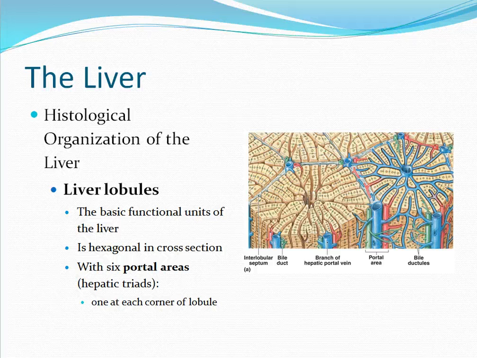When we look at a histological preparation of the liver, we notice that it too is organized in the form of lobules. The liver lobule is a basic functional unit of the liver. It appears in the shape of a hexagon. At each of the points of these hexagons, you will find a portal area, also called a hepatic triad.